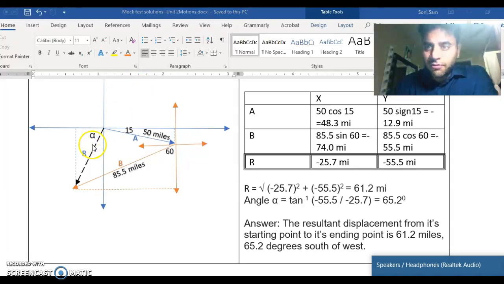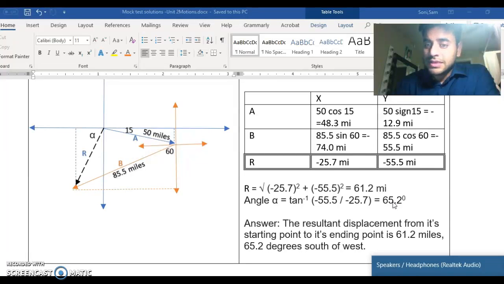So if this is alpha, then what is tan alpha? Tan alpha will be opposite upon adjacent. Opposite will be the y component, adjacent will be the x component. Is that okay? Then what is the angle alpha? It's tan inverse of opposite upon adjacent. That will be 65.2 degrees.